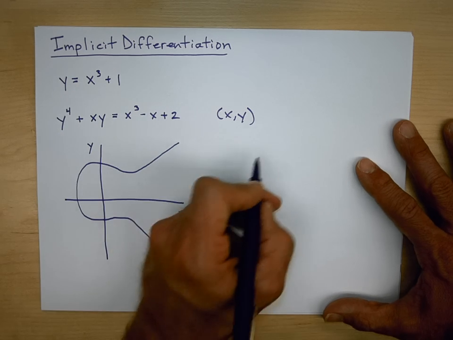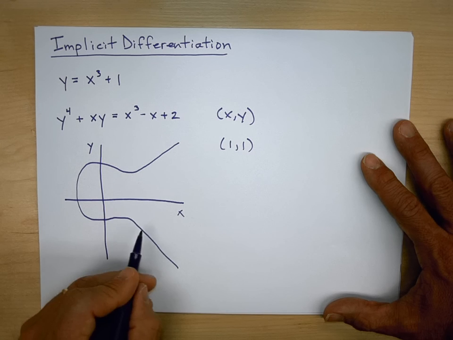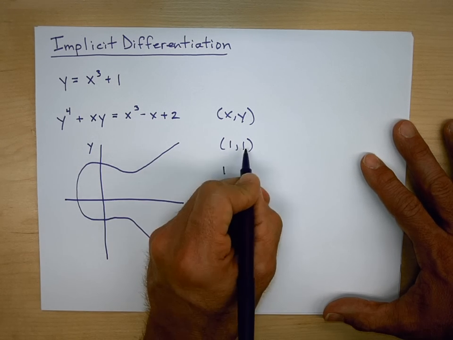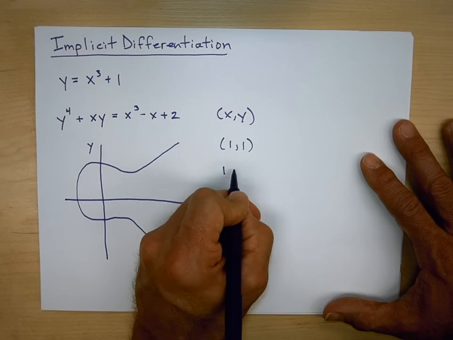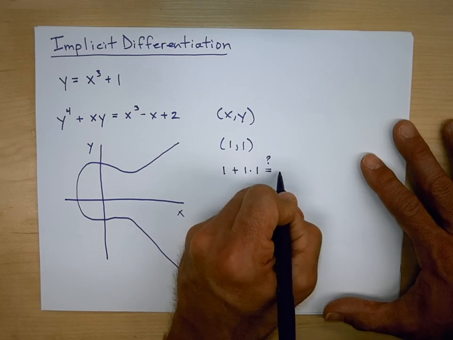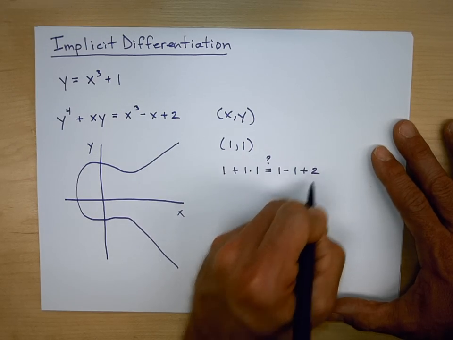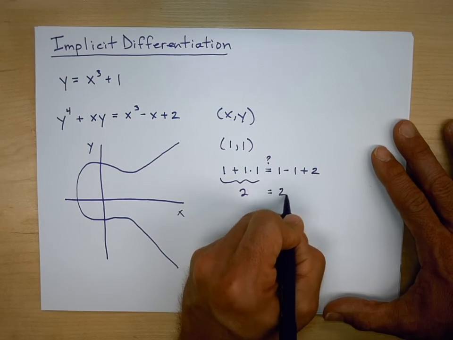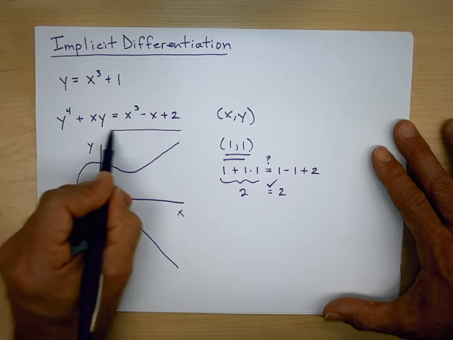For example, the point (1, 1), we can show that's actually on this curve by showing that it satisfies this equation. If we put in 1 for y and 1 for x, well, 1 to the fourth is 1, plus 1 times 1. Here's the question: does that equal 1 cubed, which is 1, minus 1 plus 2? Well, that is 2. That's 0 plus 2, which is 2. So yes, this point (1, 1) is on this curve.